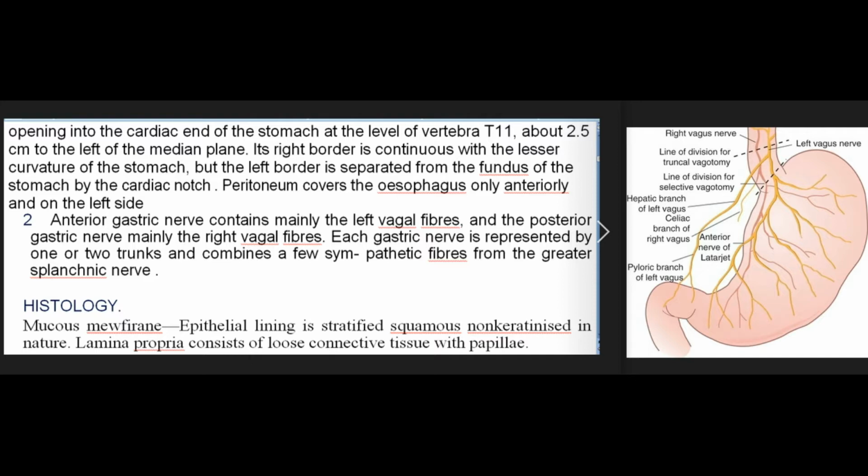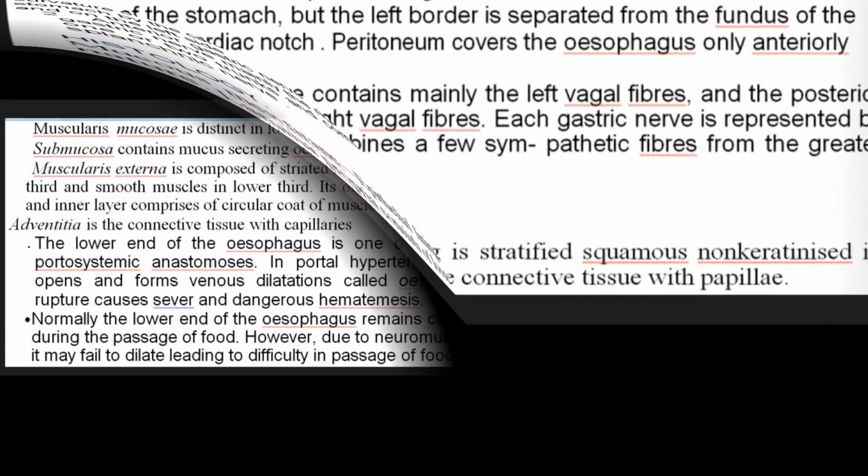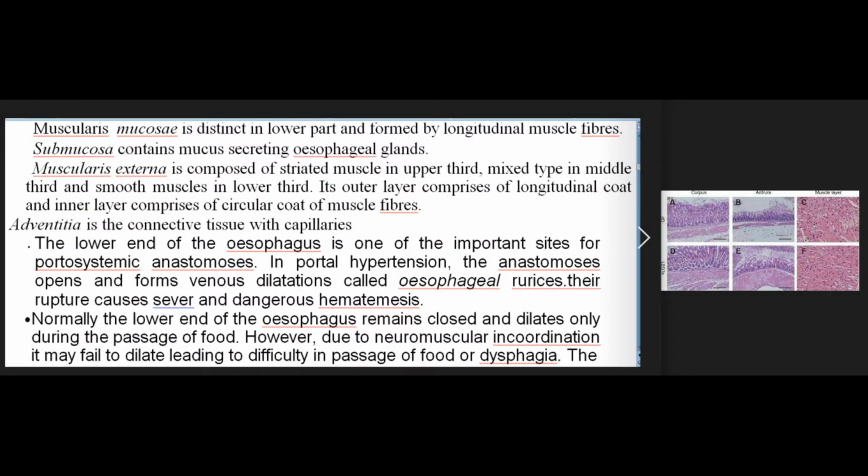Histology. Mucous membrane epithelial lining is stratified squamous non-keratinized in nature. Lamina propria consists of loose connective tissue with papillae. Muscularis mucosae is distinct in lower part and formed by longitudinal muscle fibers. Submucosa contains mucus secreting esophageal glands. Muscularis externa is composed of striated muscle in upper third, mixed type in middle third, and smooth muscles in lower third. Its outer layer comprises of longitudinal coat and inner layer comprises of circular coat of muscle fibers. Adventitia is the connective tissue with capillaries.